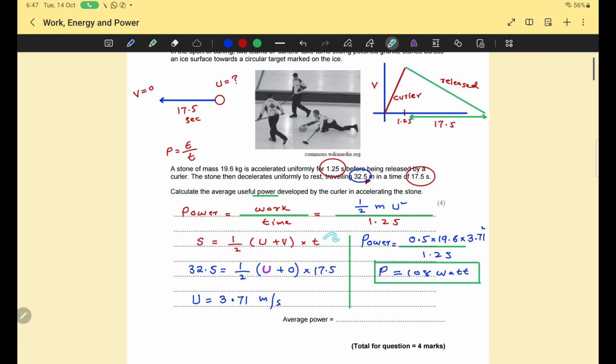So first we calculated the speed at which the stone is released by using this equation. Distance is equal to 32.5, half is constant. Initial velocity when the ball is released, we have to calculate. Final velocity will be 0. Stone comes to rest in 17.5 seconds. So we have calculated the velocity with which the stone is released, and this speed is used to calculate kinetic energy, and energy divided by time is power.